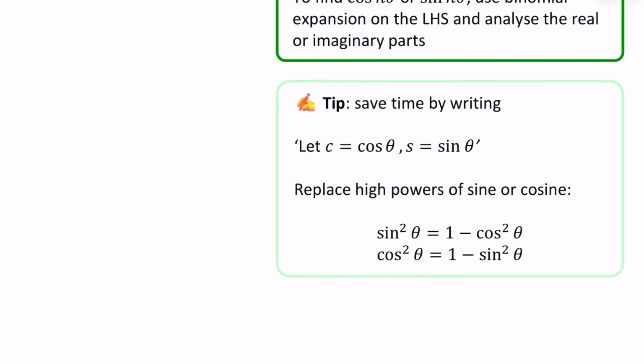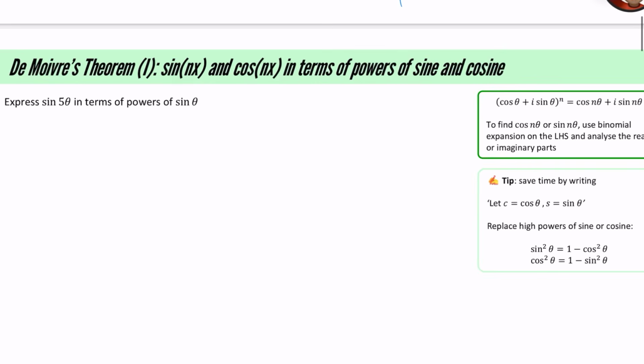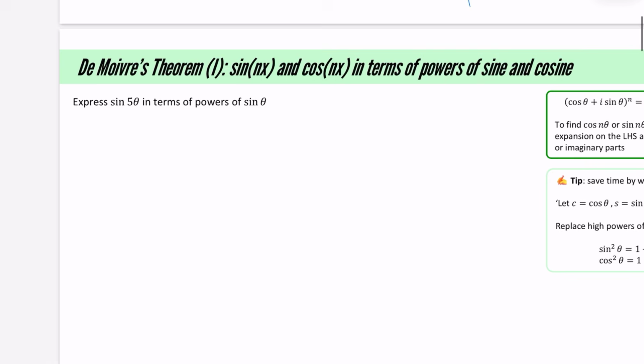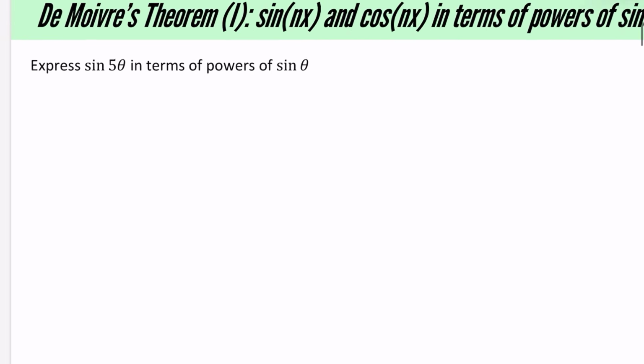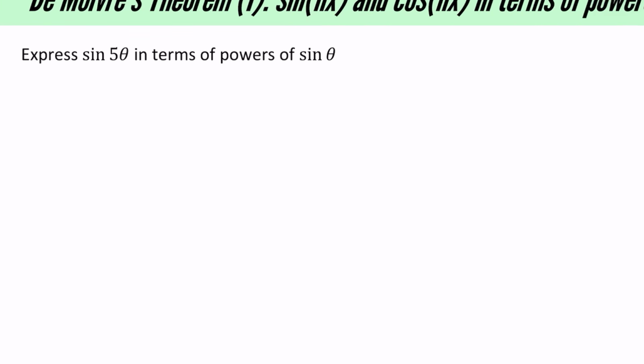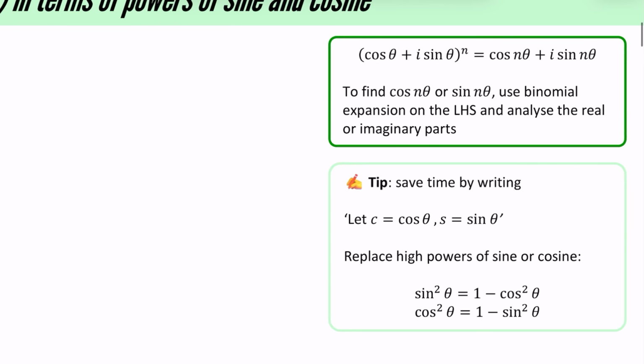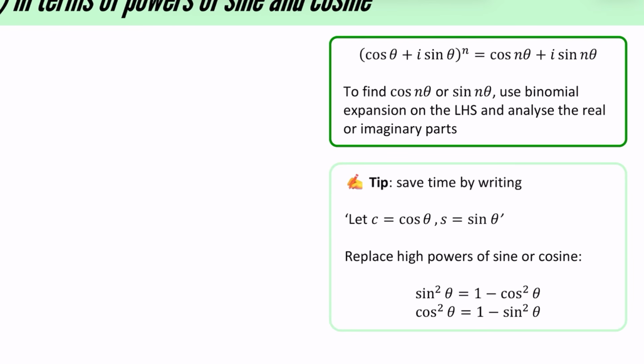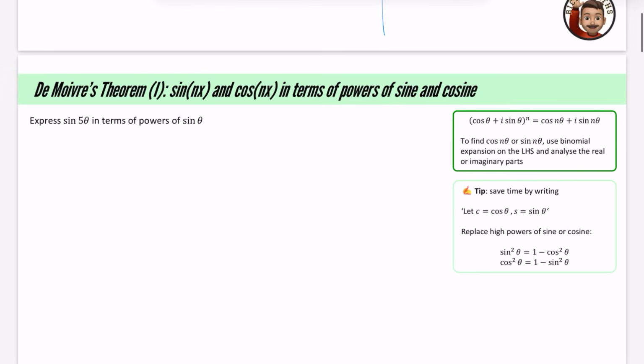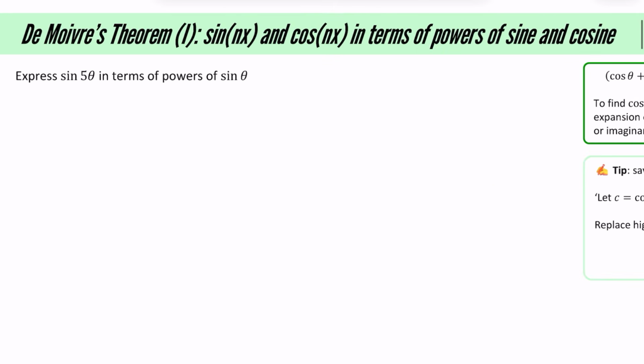And then you need to replace high powers of sine or cosine using these identities, which are obviously our standard identities that we have probably learned in year 12 in normal maths. So we're going to try and express sine 5 theta in terms of powers of sine theta. So I'm going to use this little green box at the top. That means we're going to be taking this to the power of 5, and we're going to try and pull out the imaginary part of it to find out what sine 5 theta is going to be.